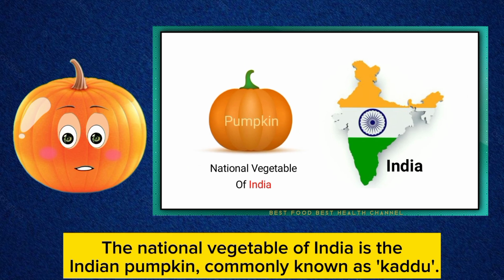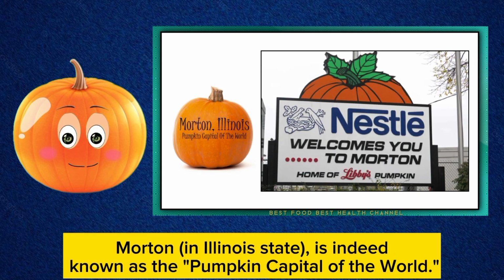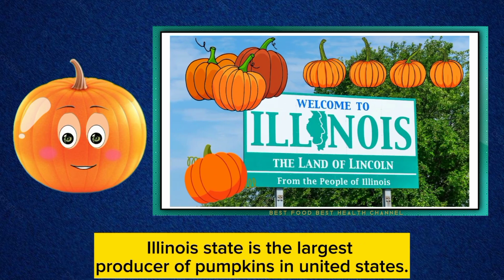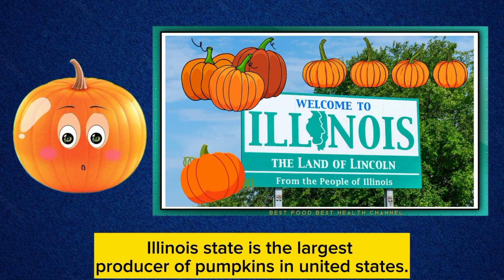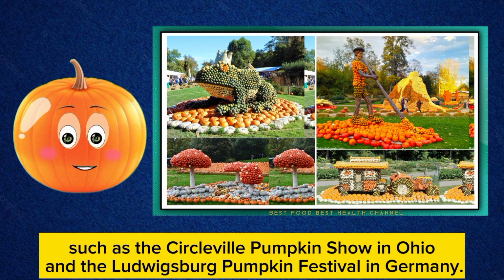The national vegetable of India is the Indian pumpkin, commonly known as kaddu. Stefano Cutrupi holds the world record for the heaviest pumpkin. Morton in Illinois State is indeed known as the pumpkin capital of the world. Illinois State is the largest producer of pumpkins in United States. There are indeed many famous pumpkin festivals held around the world, such as the Circleville Pumpkin Show in Ohio and the Ludwigsburg Pumpkin Festival in Germany.